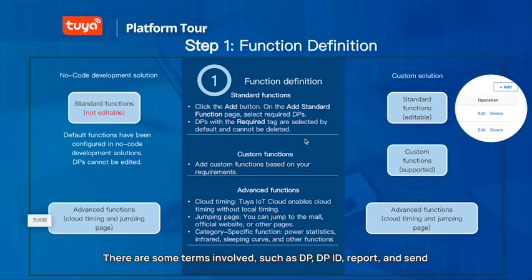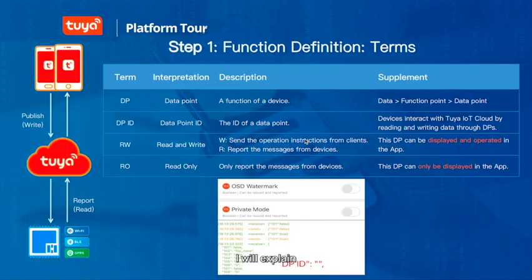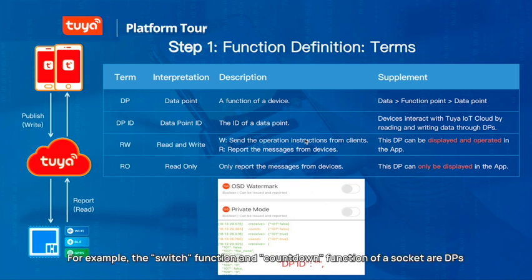There are some terms involved such as DP, DPID, report, and send. I will explain. A DP is a data point. This term is frequently used in Tuya. For example, the switch function and the countdown function of a socket are DPs. DPs are the functions that products provide. A DPID indicates the ID of a data point. Each DPID represents a DP and serves as the parameter in data transmission.